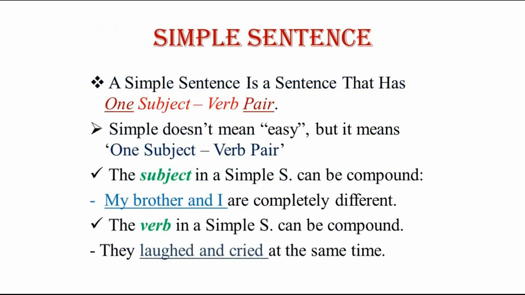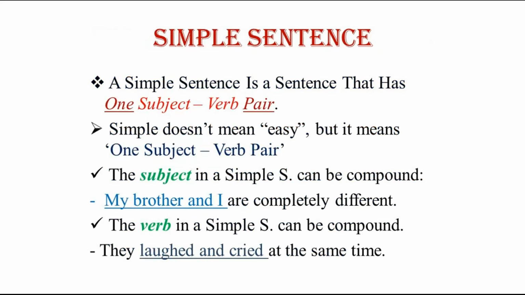Okay, a simple sentence is a sentence that has one subject-verb pair. So simply, when I say a simple sentence, I do not mean its synonym. I do not mean that it is an easy sentence. No, I mean that it has one subject and one verb. It could be two subjects, but we deal with them as one subject, or it can have two verbs, but we deal with them as one verb only.